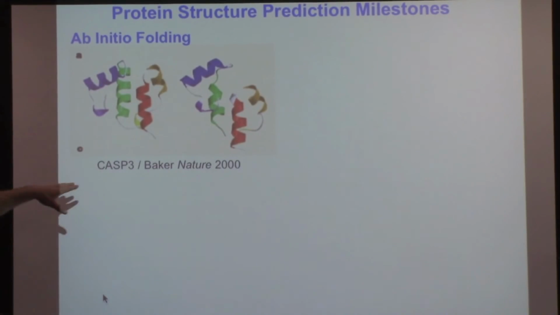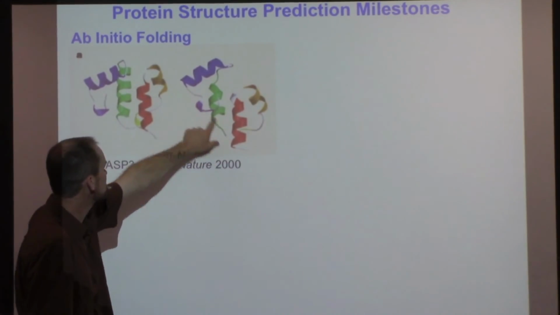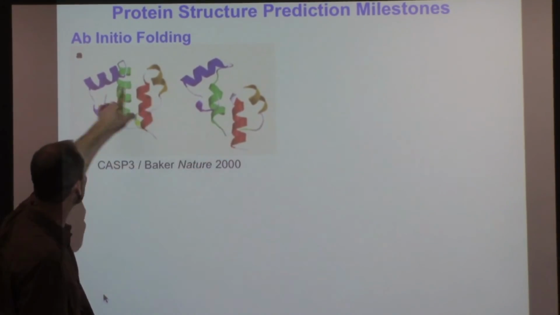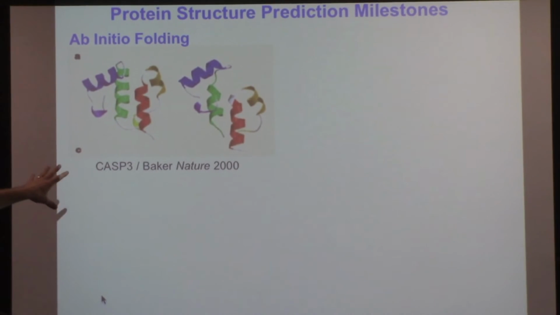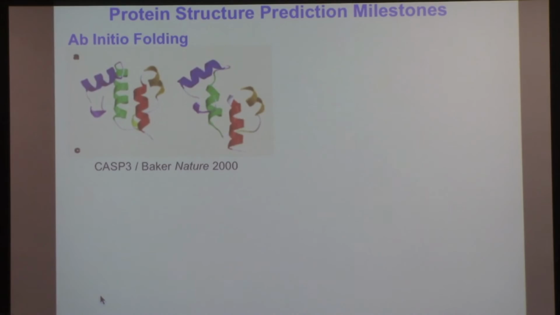In the CASP experiment, they sent out these sequences, and this is what David Baker's lab came back with. It's not exactly right, but you can see the helices are in the right place. These are some of the very first blindly, correctly predicted protein folds, which happened around the year 2000. This is the beginning of the Rosetta program.